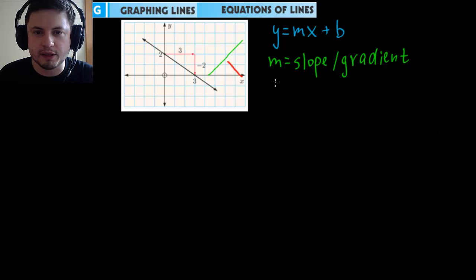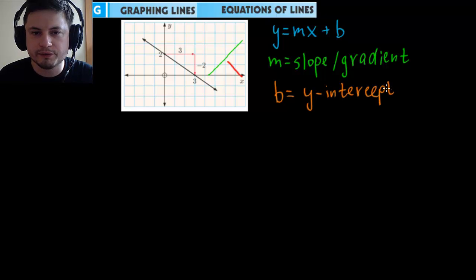And b is something called the y-intercept, and that's essentially where the line intersects the y-axis. So this right here is b. And just looking at this line, we can tell right away what its function is going to be by finding both the slope and the y-intercept. Let's start with finding the slope of this line.